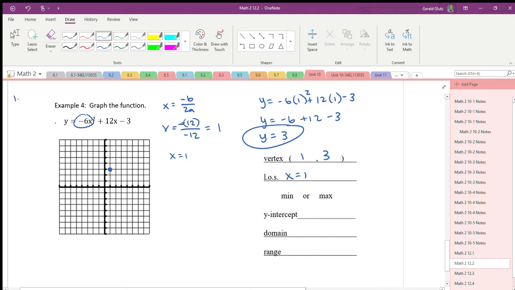So my pattern is 1, 3, 5, 7, ... But a is negative 6, so that means I have to multiply all these times negative 6. So negative 6 times 1 is negative 6. Negative 6 times 3, negative 18. And then so on. So that means my first rate of change is going to be negative 6. So that means I go down 6, right 1. Down 6, left 1, because I do the same thing to the left side because they are symmetrical.